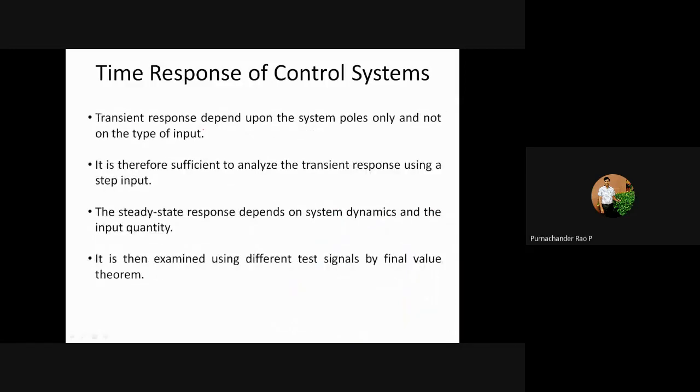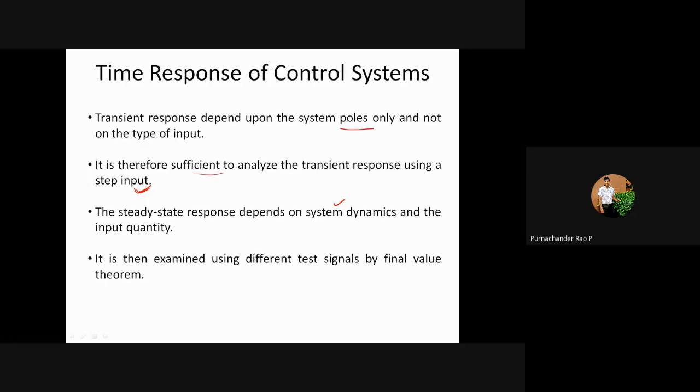Okay, so here the transient response depends on the system poles only and not on the type of system input. Therefore, it is sufficient to analyze the transient response using a step input only, since the step input is sufficient to estimate the transient response of a system.